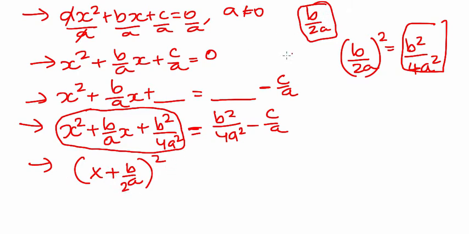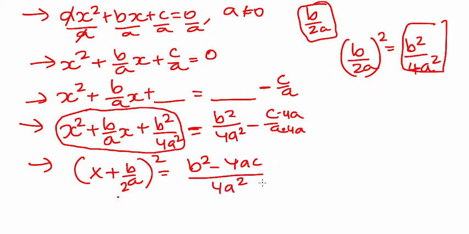Whatever you get when you divide this term by 2 is exactly the same thing that goes over here. These two are both the same. And I want the same denominator over here, so I'm going to multiply by 4a. If we do that, it's going to be b squared minus 4a times c, which is 4ac, over 4a squared.